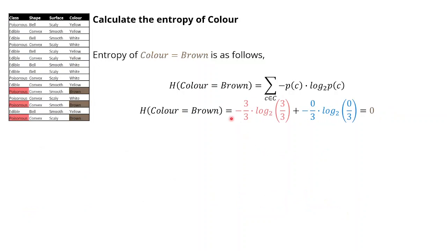Alright, next. So entropy for the color brown. As you can see, for the color brown, we have 3 rows. Out of those 3 rows, how many are poisonous? You can see here, 3 are poisonous. So that's why we write 3 over 3. How many are edible and brown? We did not see any edible brown. So we write 0 over 3 in here.